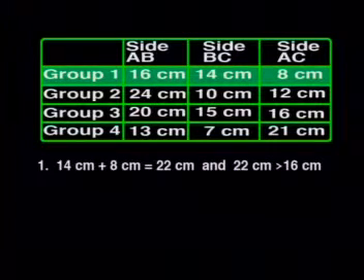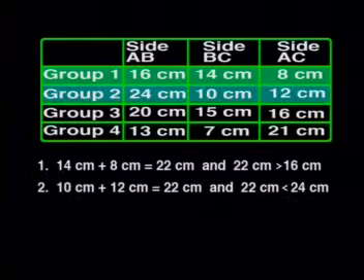For group 1, the sum of the shorter sides is 22. This is greater than 16, which is the length of the longer side. That is why group 1 formed a triangle. In group 2, BC plus AC is equal to 22, but this is shorter than 24, which is the length of AB, the longer side. Therefore, group 2 did not form a triangle.